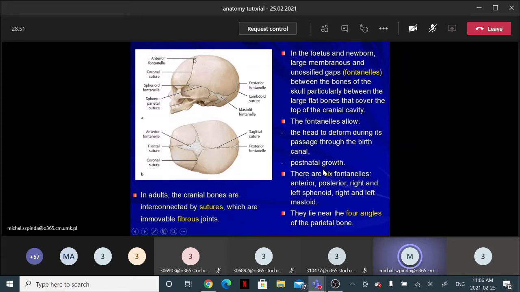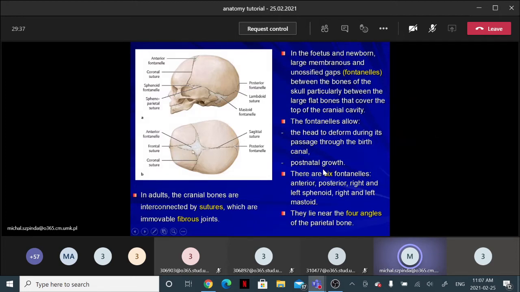Just in the newborn, we can see some membranous things on the calvarian roof that are called fontanelles or fonticuli. There are 2 unpaired and 2 paired fontanelles in the cranium. The biggest one is the anterior fonticulus.